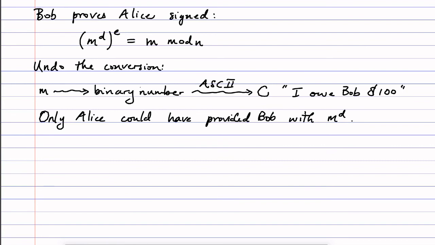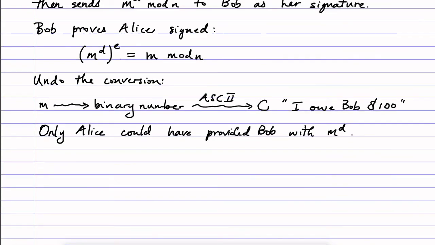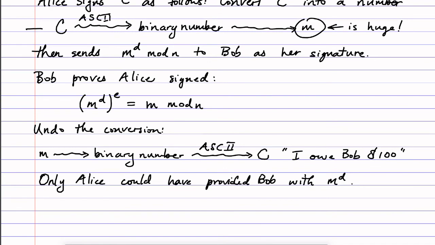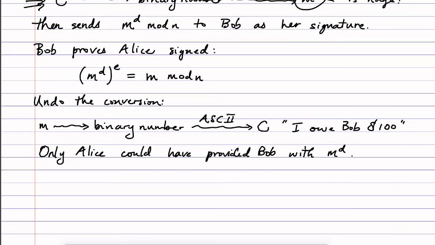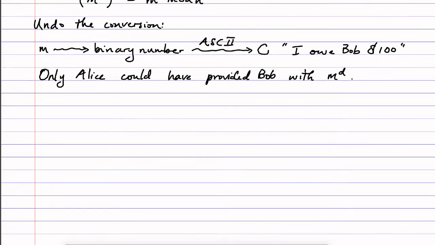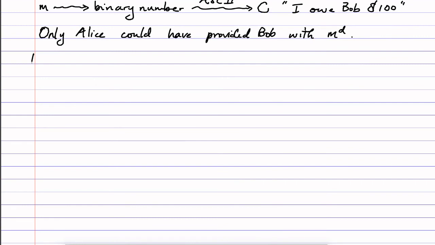Okay, but now there is a problem, and the problem is that typically contracts are long, and already the numbers that we're working with when we use this scheme right here for changing contracts to numbers, already the numbers are huge, but in practice contracts are longer than I owe Bob $100. So what do you do? So problem, contracts are long.